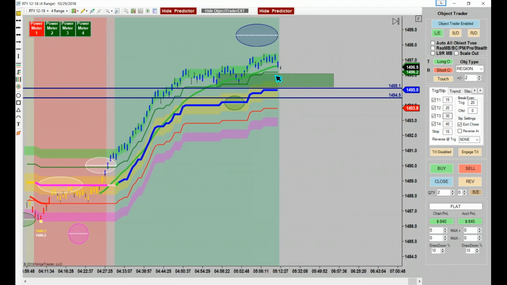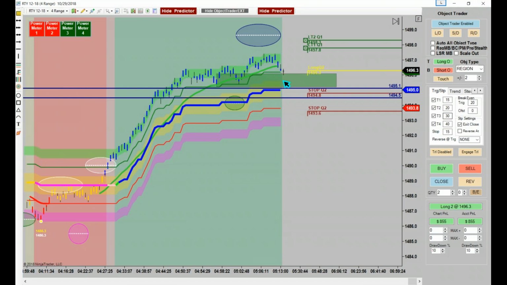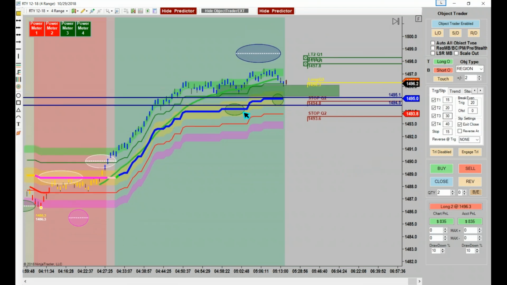This is a line 6 trade. If it closes below it. Now that closed below stealth, but not line 6. It actually wicked line 6. So that's probably going to go deeper, more than likely. That's okay, though. If it doesn't take out this swing right here, we'll stick with it.